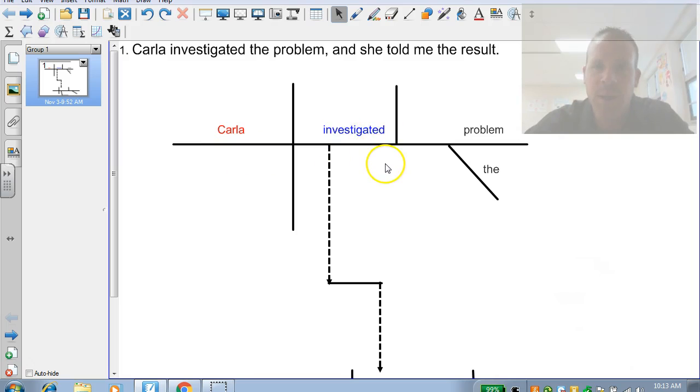She investigated. Since investigated is an action verb, that means you should have a direct object, or that you can. And in this case, it's problem. The problem. As I keep moving forward, I put my conjunction in, and notice the dotted line goes down underneath the verb, runs over to the conjunction. Conjunction goes on the straight line, and then back to the dotted lines.